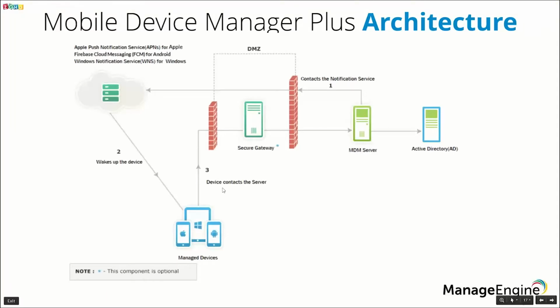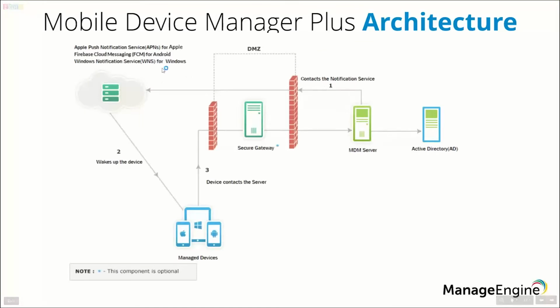In order to understand the architecture or the workflow better, let's take an example. So today I'm going to talk more about Windows laptop and MacBook. As an admin, say if I want to find out the location of my Windows laptop, which I manage using our MDM, I log into the product and initiate a command called locate device, which in turn will be sent to the notification services first.